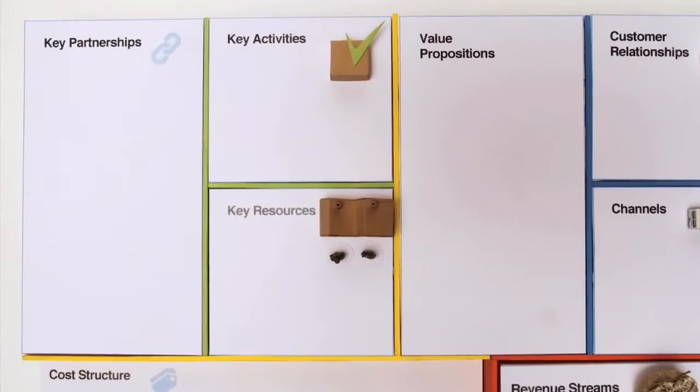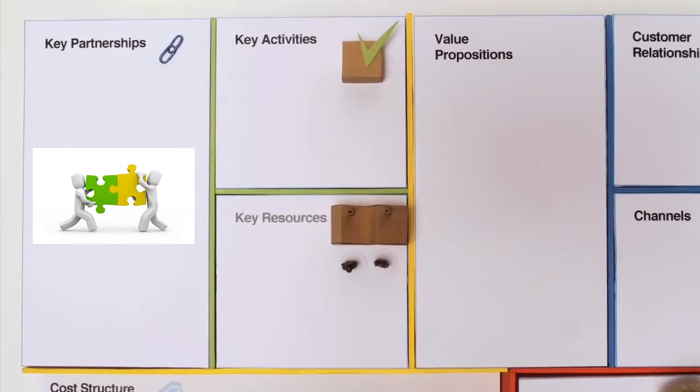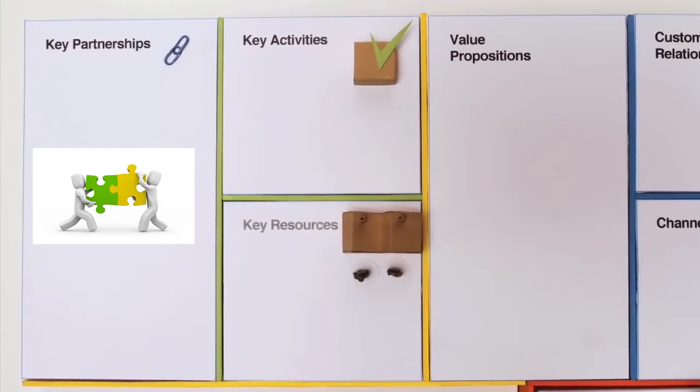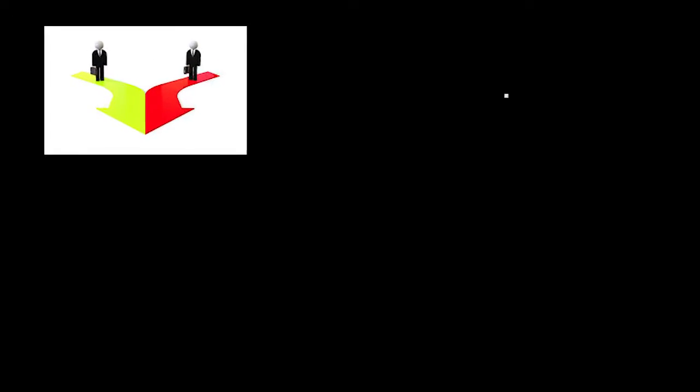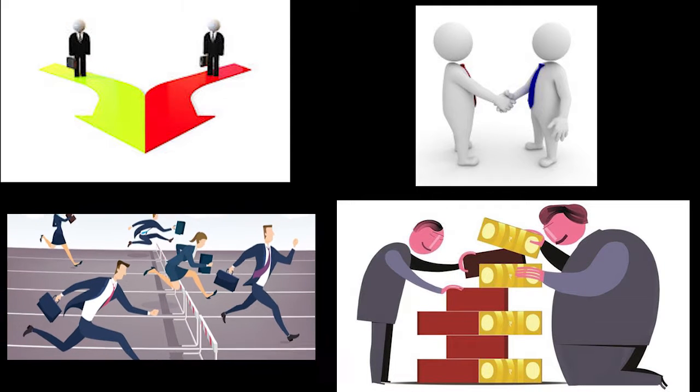A partnership is when two commercial entities form an alliance. Partnerships can take four different forms, of which the first is strategic alliance, the second is buyer-supplier relationship, third is joint venture, and fourth is competition.